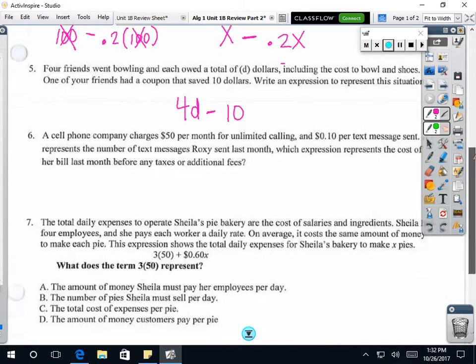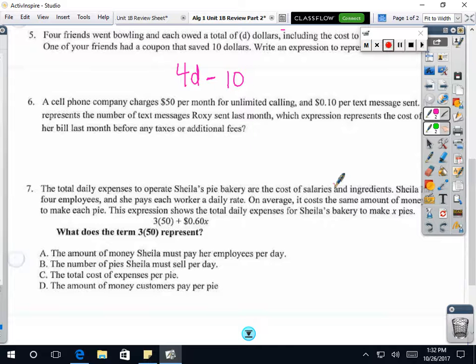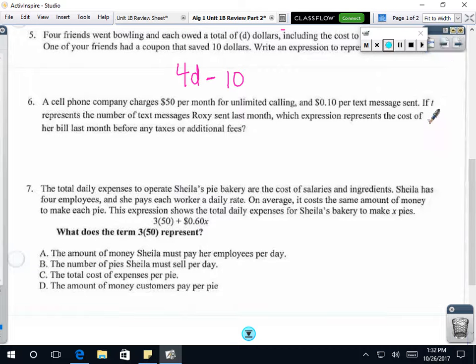All right, number 6. A cell phone company charges $50 per month for unlimited calling and 10 cents per text message sent. If T represents the number of text messages Roxy sent last month, which expression represents the cost of her bill last month before taxes or additional fees? Right, $50, because that's a one-time charge and that will get you unlimited calling. But on top of that, your bill will also have 10 cents per text.